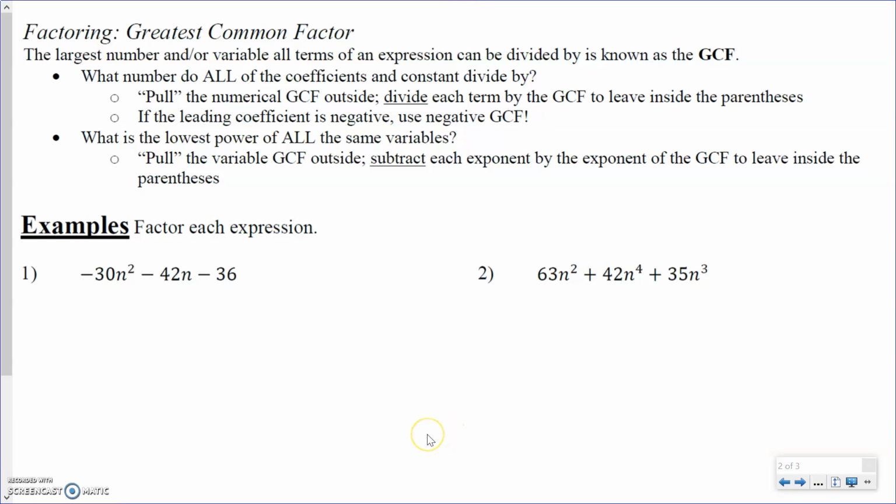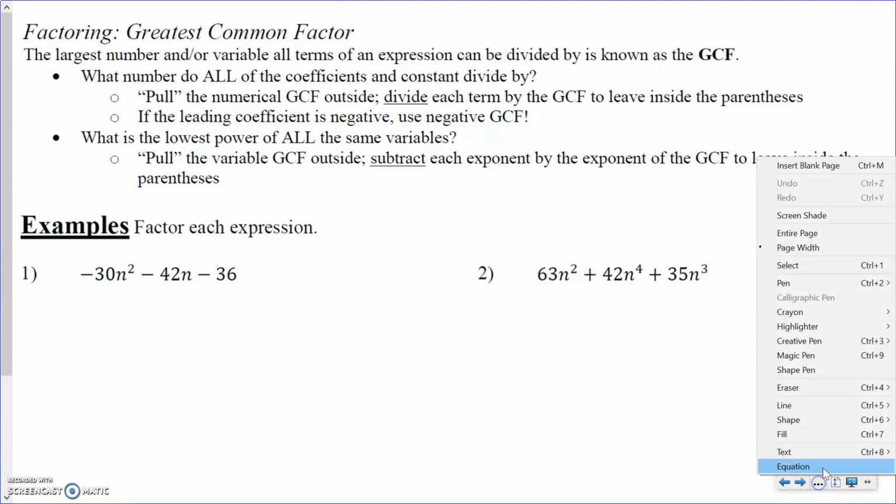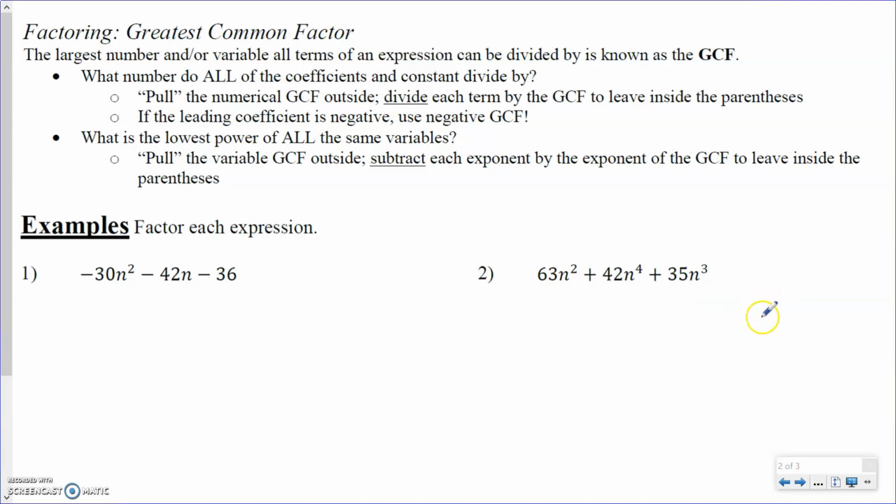So, factoring the greatest common factor, what you need to do is find the largest number and/or variable all terms of an expression can be divided by. What number do all the coefficients and constants divide by, and what's the lowest power of all of the same variable? Okay, and what we're going to do is pull those out front, and I want you to think of this as undistributing.